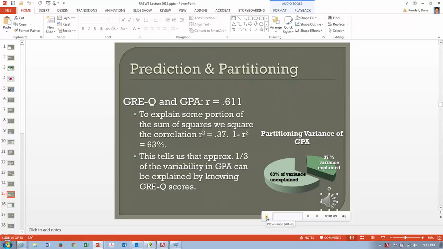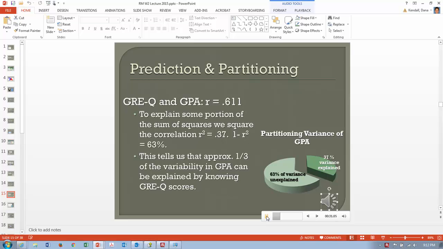For this example, let's go back to the illustration that we had last week with GRE Quant predicting GPA. And remember, we saw that correlation was 0.61. So if we squared that to get the proportion of variance explained, we would get 0.37, which is 37%. And if we took 1 minus that, 1 minus 0.37, we would get 0.63, or 63% that's unexplained.